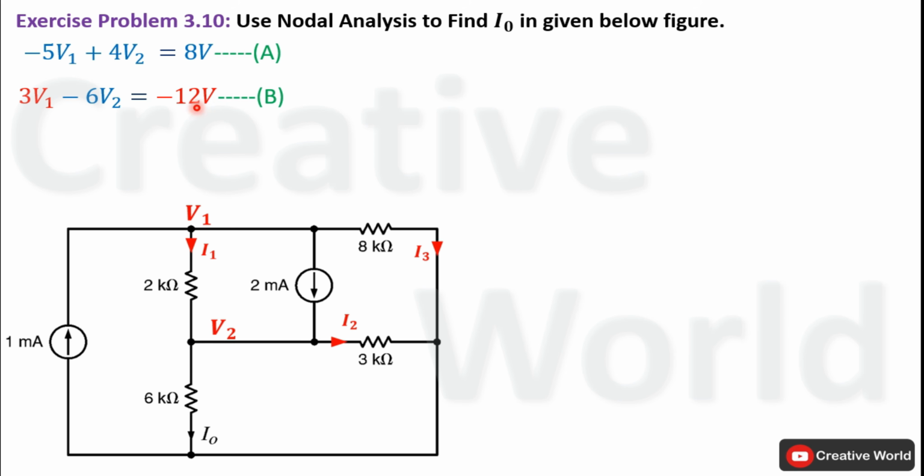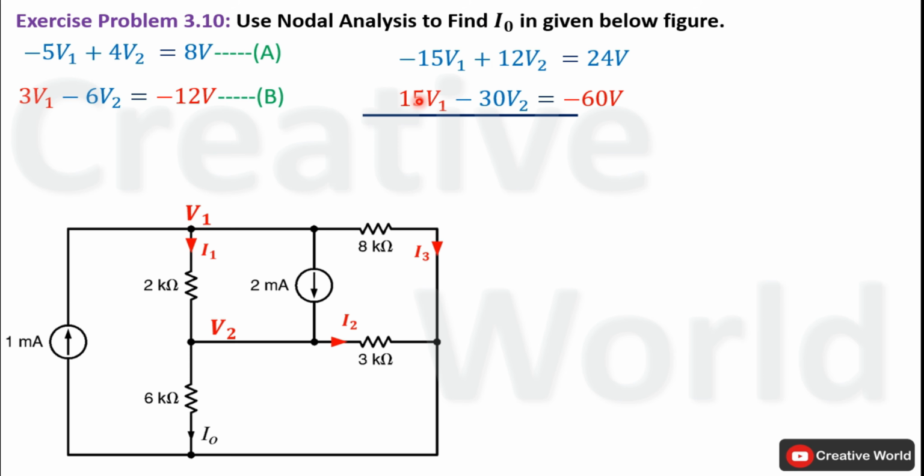For that purpose, we will multiply this equation A with 3. The equation will become minus 15V1 plus 12V2 equal to 24 volt. And we'll multiply equation B with 5. The equation will become 15V1 minus 30V2 equal to minus 60 volt. Now add these equations together. Minus 15V1 and plus 15V1 will cancel out with each other. Minus 30V2 plus 12V2 will become minus 18V2. On the other hand side of equal, 24 minus 60 volt will result minus 36 volt.